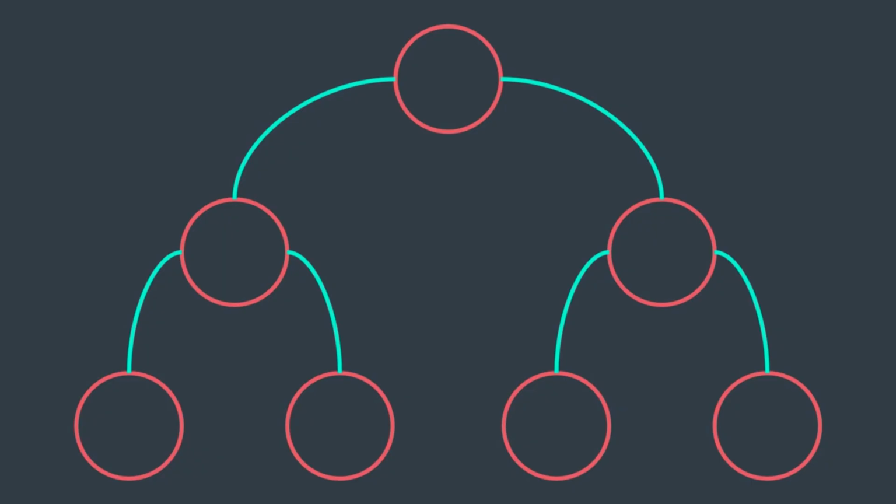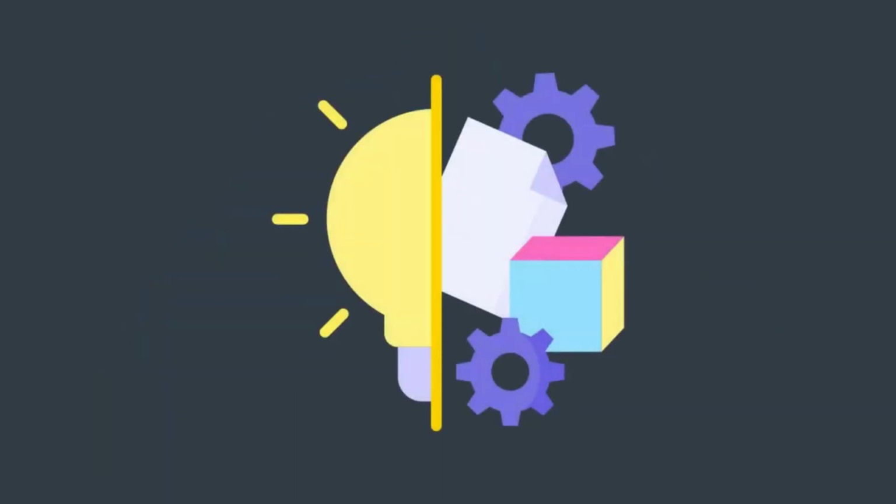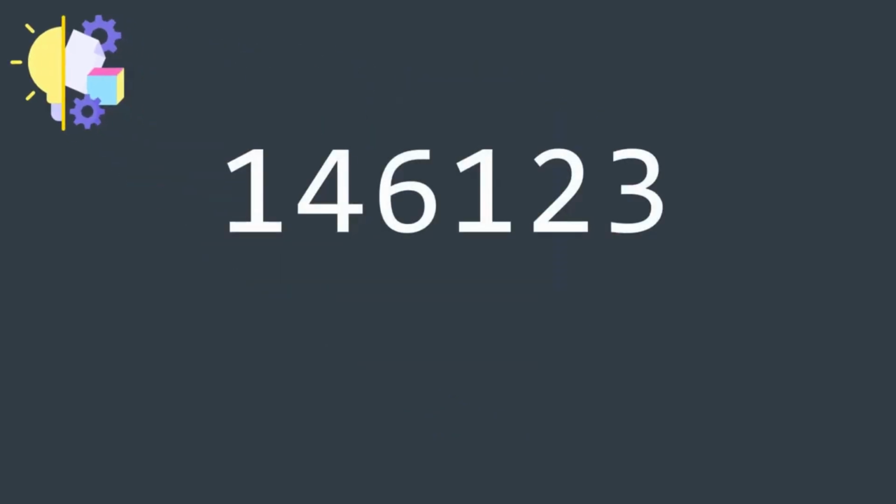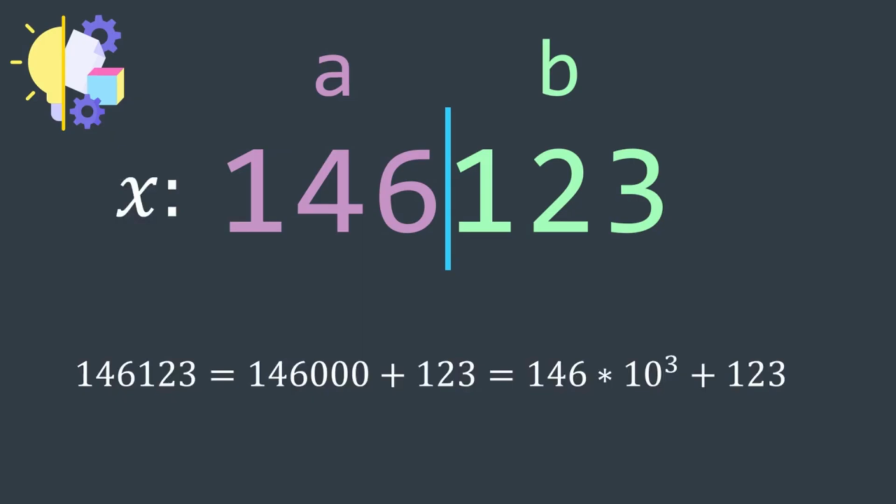I don't want to directly jump into how the algorithm works because you wouldn't understand the reason behind the different instructions, so I prefer starting with the logic behind the algorithm. For example, take 146,123, which has 6 digits, and we split it into two parts, A and B. Here A is 146 and B is 123.